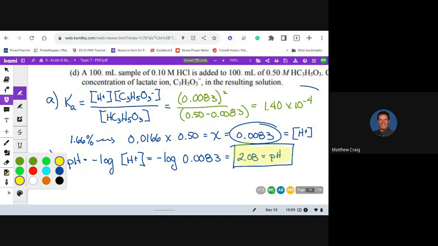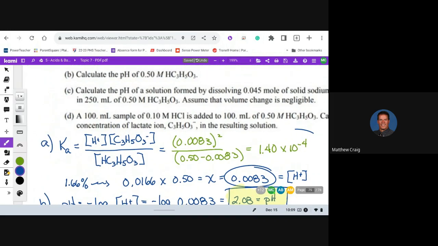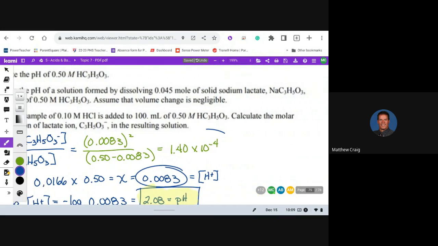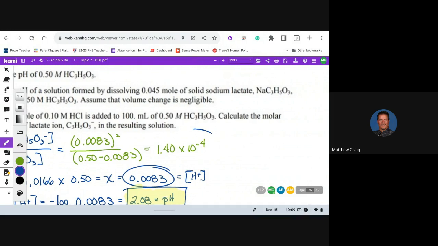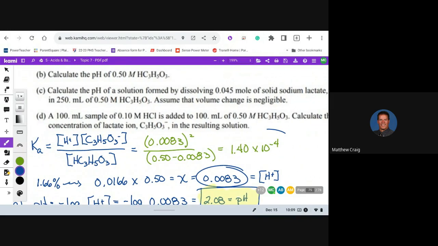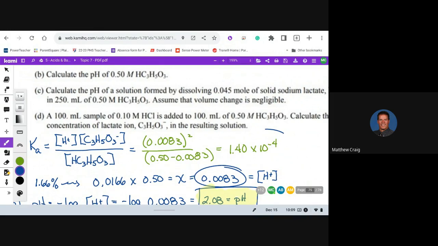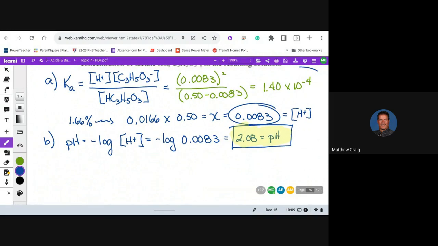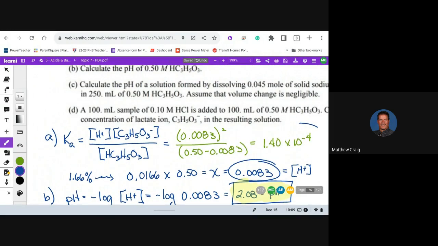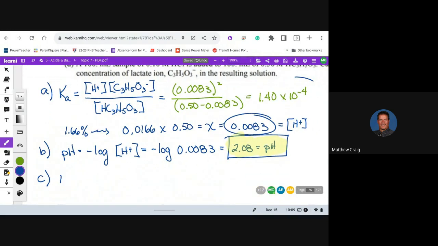Okay. All right. C, calculate the pH of a solution formed by dissolving 0.045 moles of solid sodium lactate in 250 milliliters of the 0.5 molar solution of the lactic acid. Assume the volume change is negligible. We're creating a buffer. So the first thing, we have our sodium lactate. Always show the dissociation of that critter.